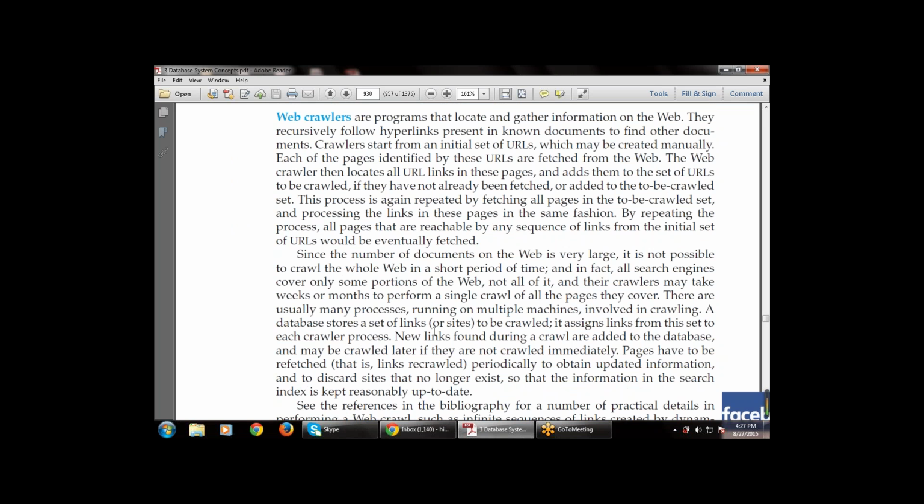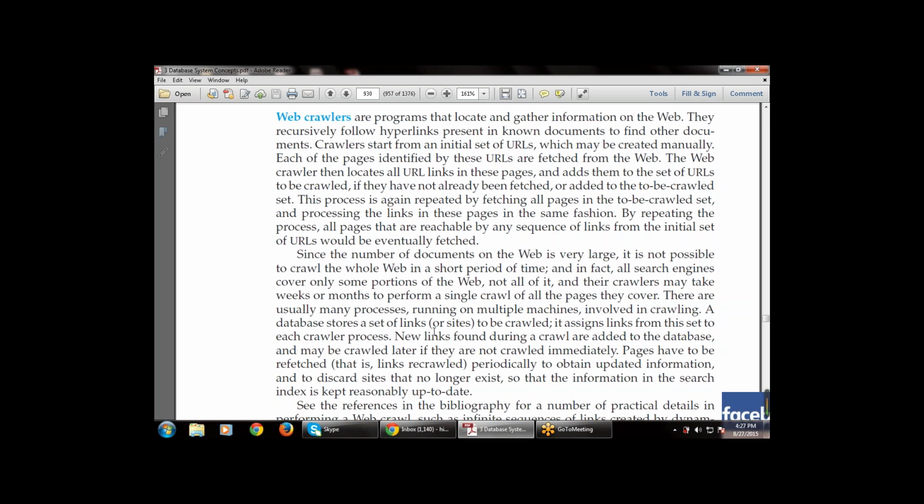Since the number of documents on the web is very large, it is not possible to crawl the whole web in a short period of time. So we use multiple processes and multiple machines for crawling. A database stores a set of links or sites to be crawled. It assigns a link from this set to each crawl process, and new links found during a crawl are added to the database and may be crawled later if not crawled immediately.